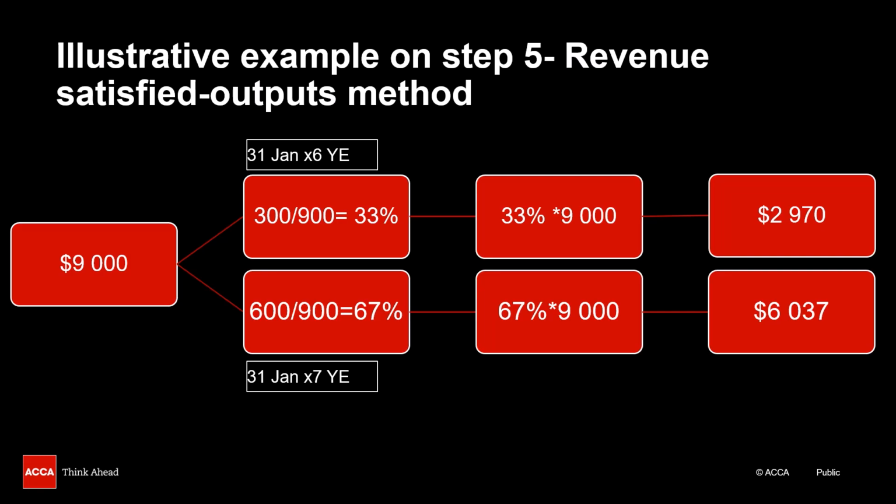Using the units produced or delivered basis to establish the portion of revenue to be recognized at year end, the work produced to date as a percentage of the total work to be produced would be 33%. 33% of the allocated transaction price of $9,000 will be $2,970, and this will be recorded as revenue at the 31 Jan X6 year end. The remaining revenue of $6,037 will be recognized during the 31 Jan X7 financial year end.